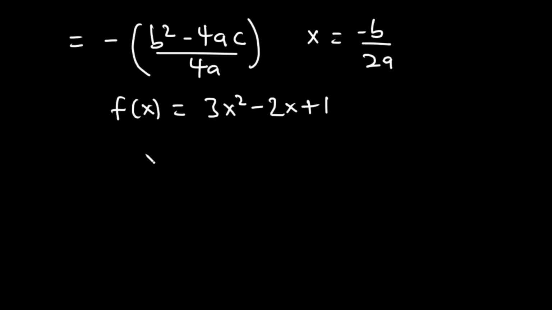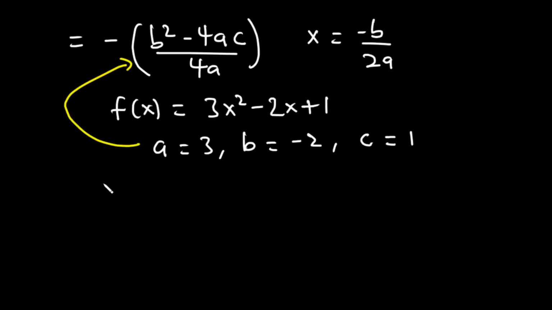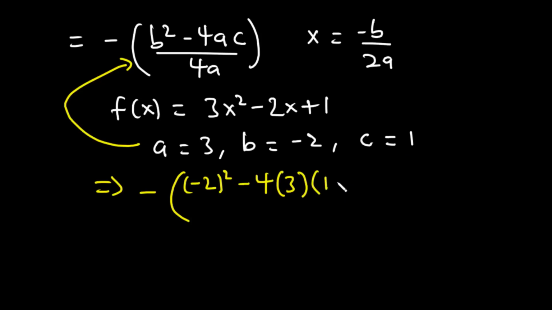Now, from the equation, we know that a is equal to 3, b is equal to negative 2, and c is equal to 1. So we are going to substitute the values of a, b, and c into this equation. So it's going to be negative into bracket negative 2 all squared minus 4 into bracket a is equal to 3, so we have 3, and then c is equal to 1, so 1, divided by 4 into bracket 3.